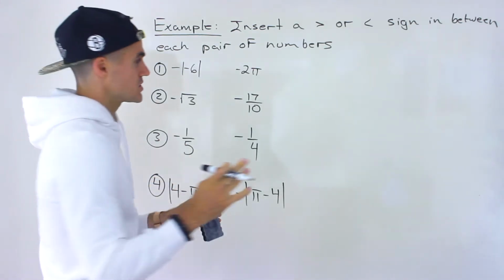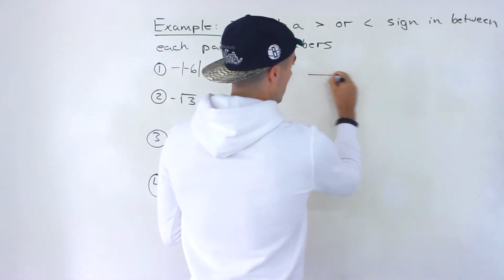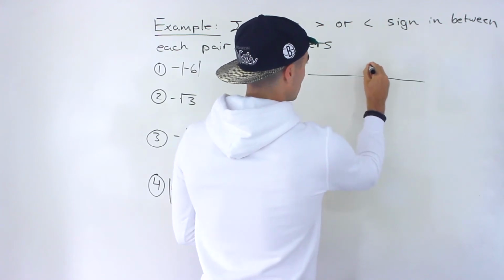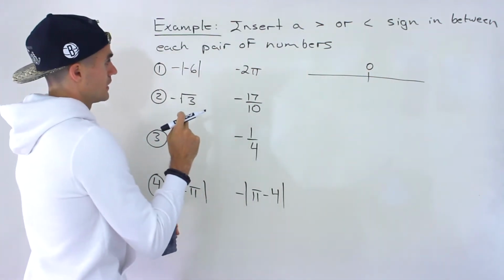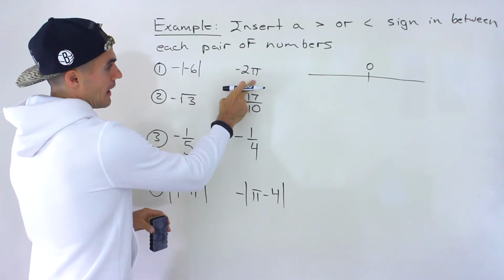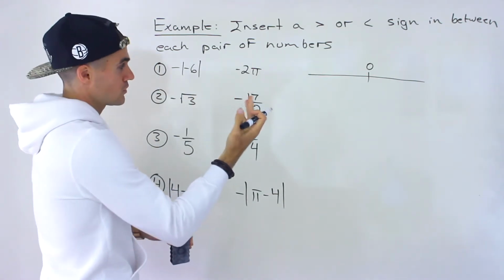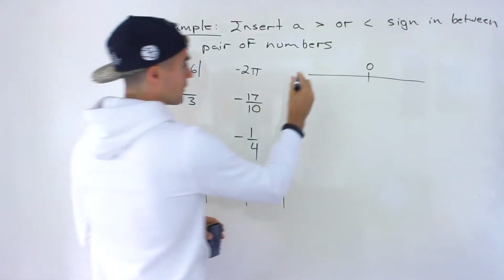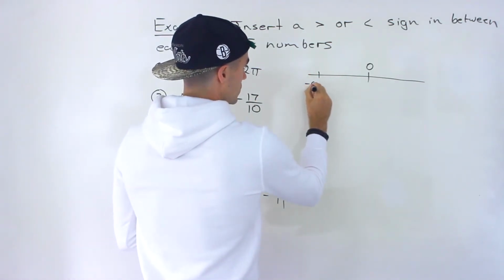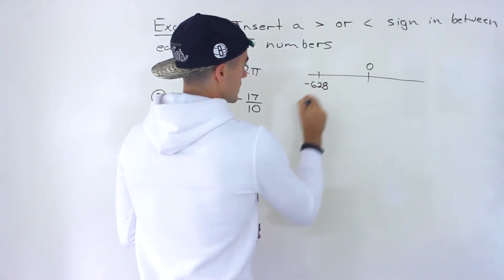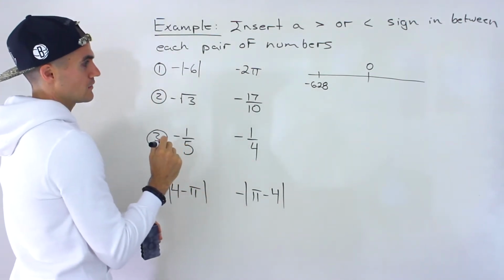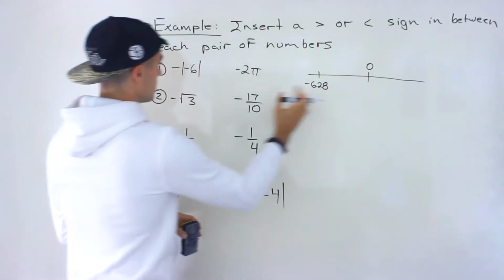Now with these kinds of questions, sometimes it helps to make a number line. So if we have a number line, let's say here is 0. -2 pi, notice that, we know pi is what? 3.14. So -2 times 3.14, that's going to be around -6.28. So that's going to be here, a negative value to the left of 0.